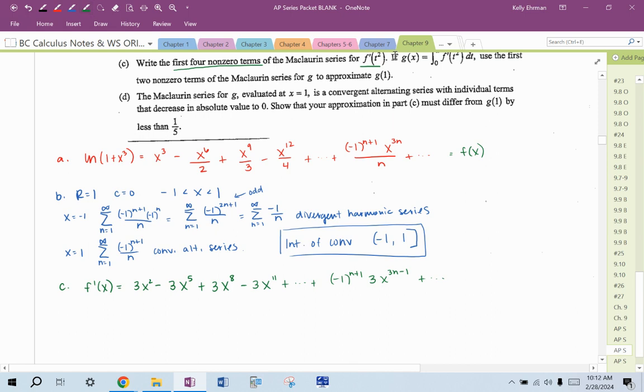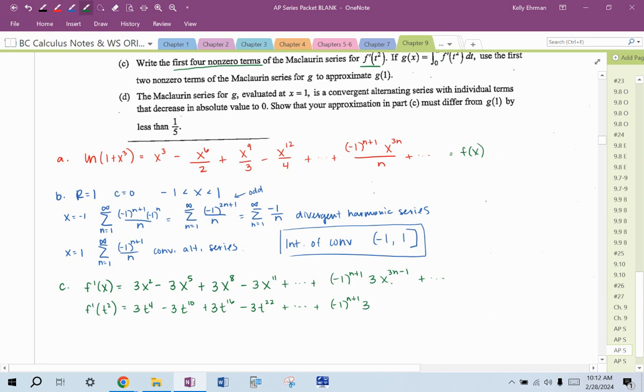Now, we're supposed to do f prime of t squared. This is f prime of x. So what's f prime of t squared? Well, build that, plug t squared into this. This becomes t squared squared becomes 3t to the fourth minus 3t to the 10th plus 3t to the 16th minus 3t to the 22nd plus dot, dot, dot, plus negative 1 to the n plus 1 times 3.